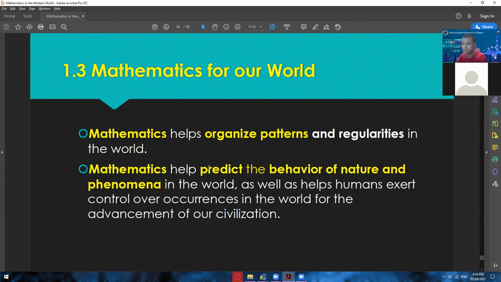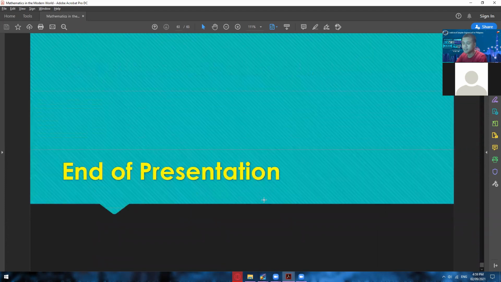And then mathematics helps organize patterns and regularities in the world. And mathematics helps predict the behavior of nature and phenomena in the world, as well as helps humans exert control over occurrences in the world for the advancement of our civilization. Okay. And yeah, that's pretty much it for module 1.